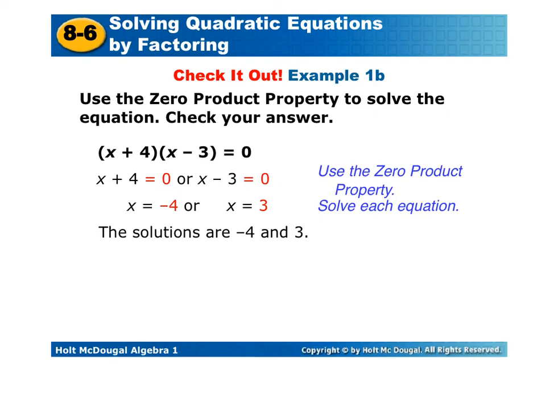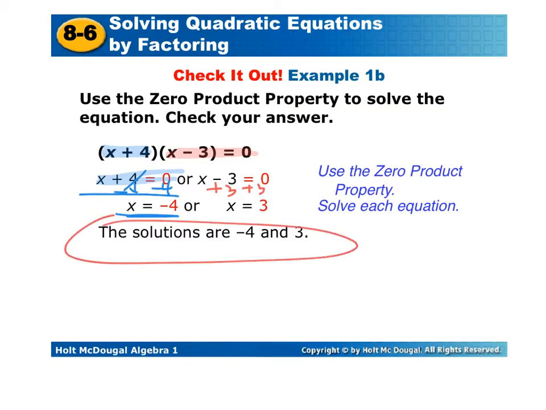Okay, here's another example. They've already factored it. You take this binomial, make it equal 0. To solve it, you're subtracting the 4 from both sides, and you get x equals -4. On the red one, you're going to set that equal to 0. You would add the 3, and you get x equals 3. And this is where our graph hits the x-axis.